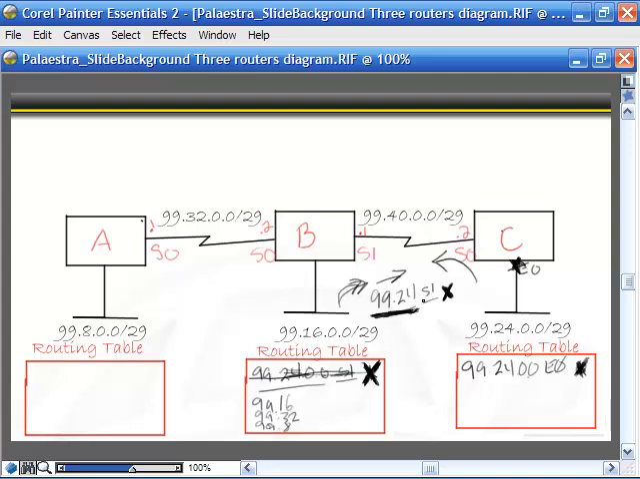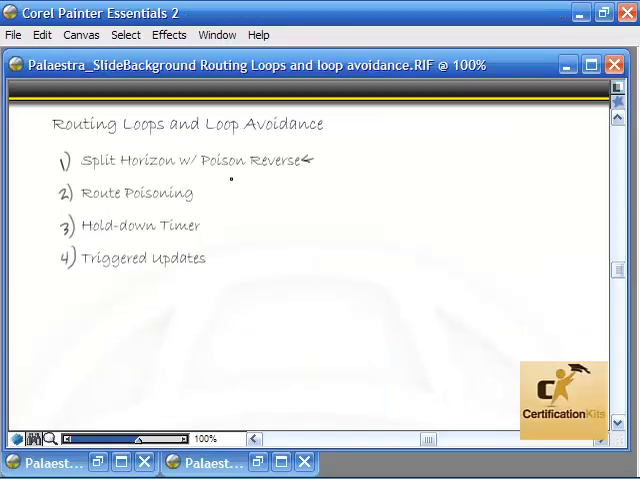99.24 update came in through serial 1. C marks it as down. Poison reverse says, okay, since you're going to mark it as down, you can let C know that you are marking this path as down and that you've gotten that update. And that's the poison reverse part of split horizon. Let's take a look at another one. So that was split horizon with poison reverse.